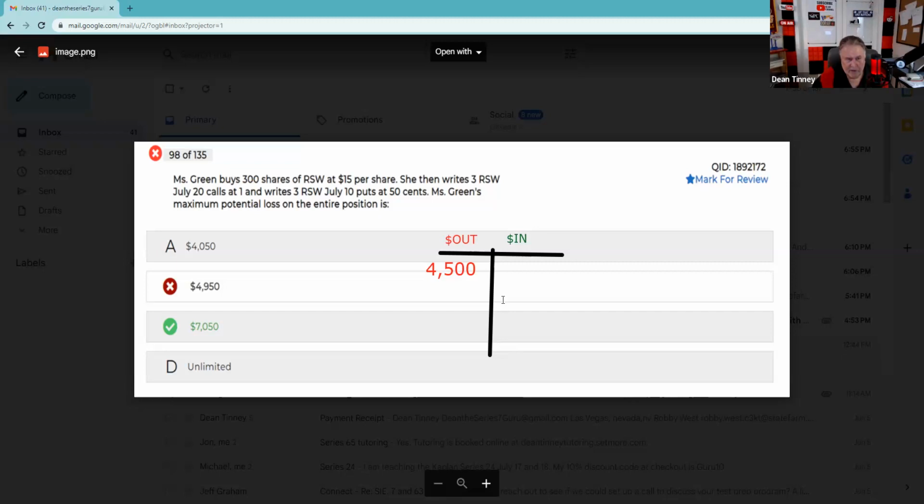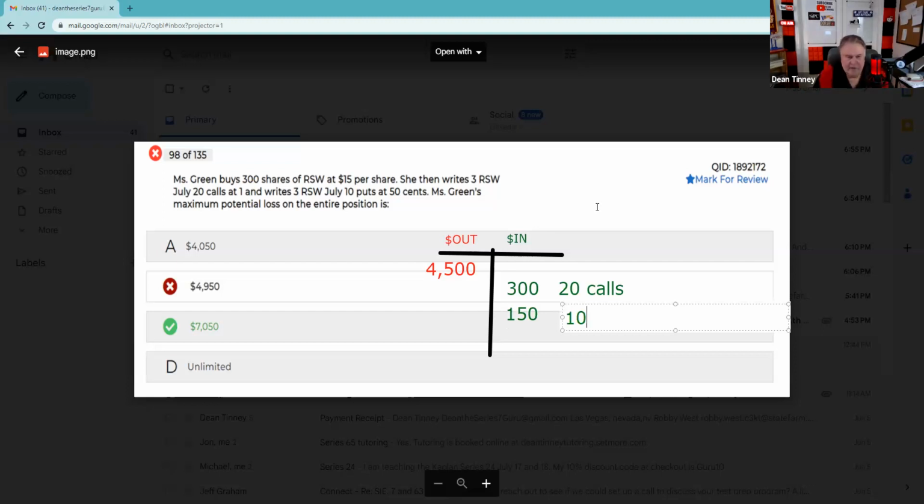So in one fell swoop, 3 contracts, that's going to be 300 for the calls. And I'm going to just put what that is. That's the 20 calls. And then I'm writing 3 of the July 10 puts at 50 cents. And so that's going to be 150, right? Because each contract governs 100 shares. There's 3 of them. And this is going to be my 10 puts. So that's an obligation to buy the stock.